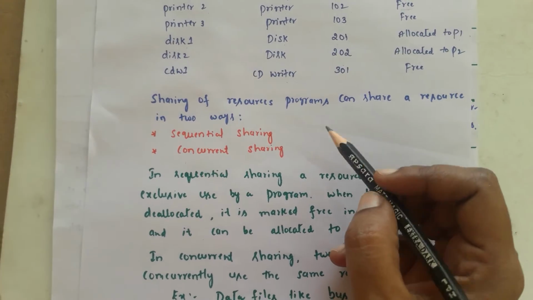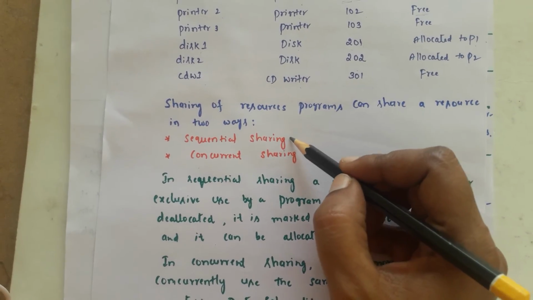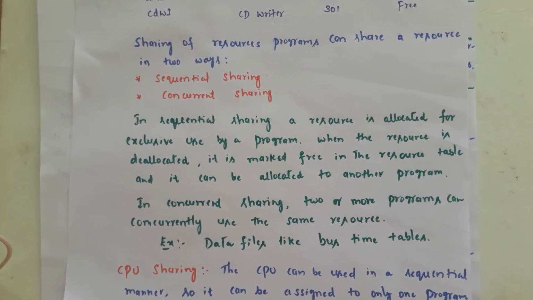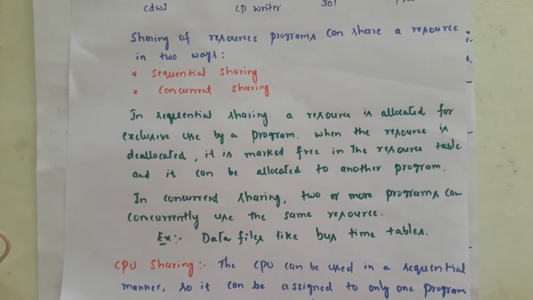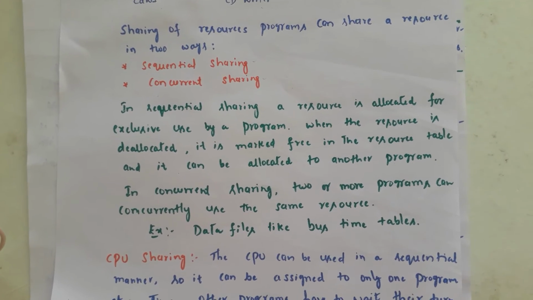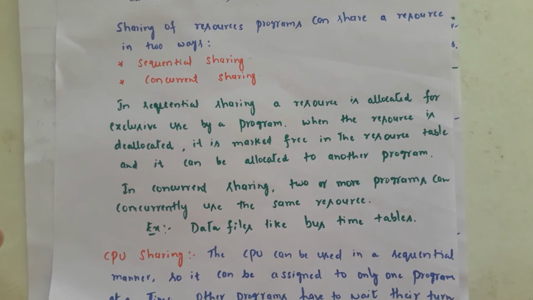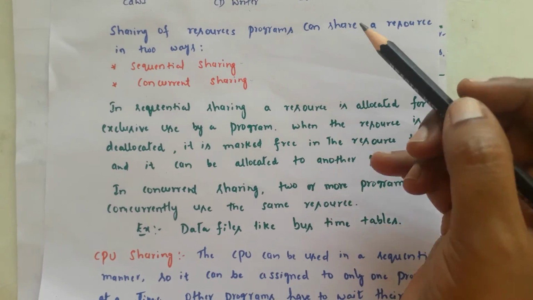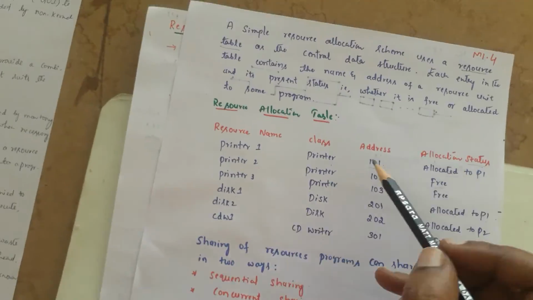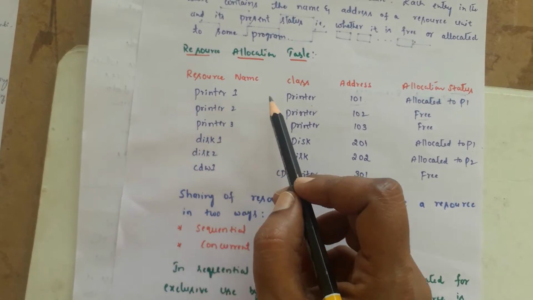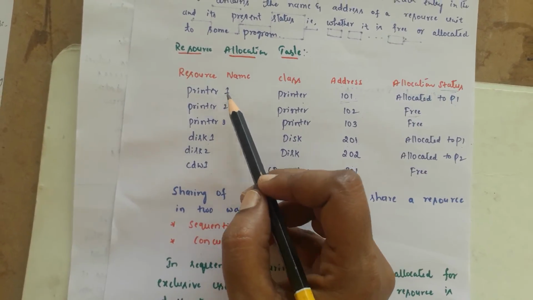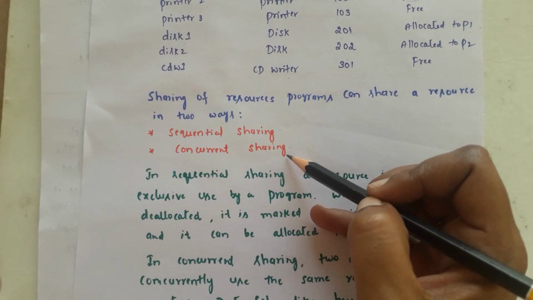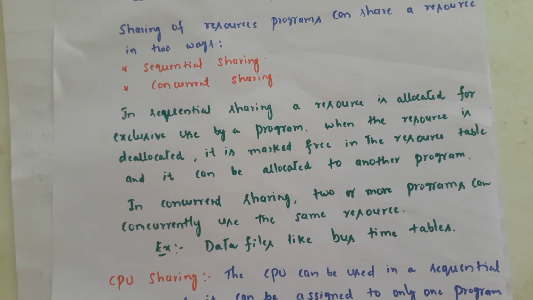Again, the sharing of resources by programs can be done in two ways. One is sequential sharing and the other is concurrent sharing. Sequential sharing means when you allocate a resource to a particular program, once the work is done, only then will you deallocate it, and the same resource will be given to some other program. It is like one after the other. For example, you have given printer 1 to program P1. Once this function is done, only then will printer 1 be given to some other program. Whereas in concurrent sharing, more than one program can access the same resource.